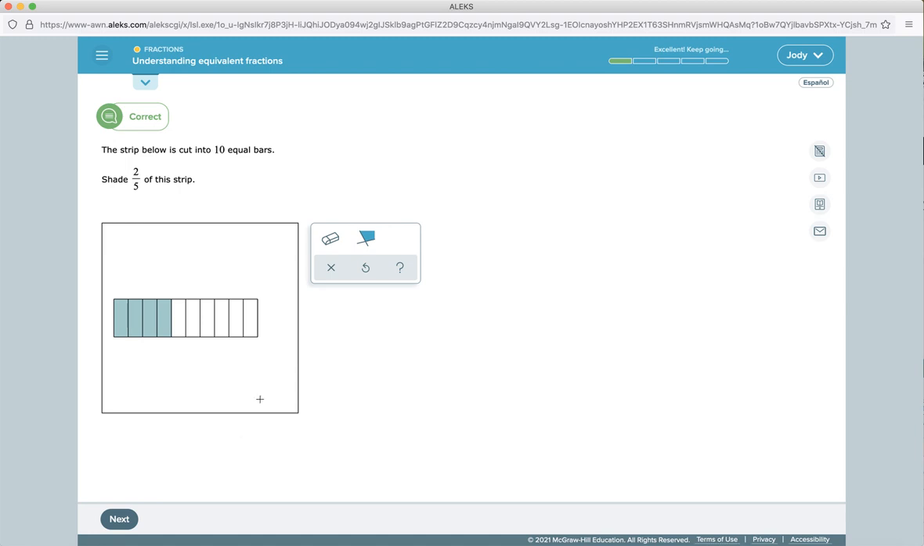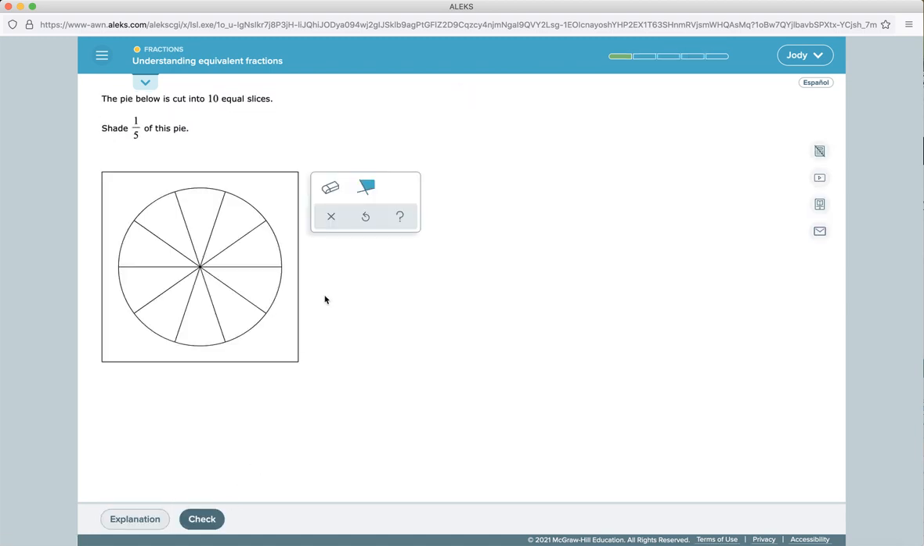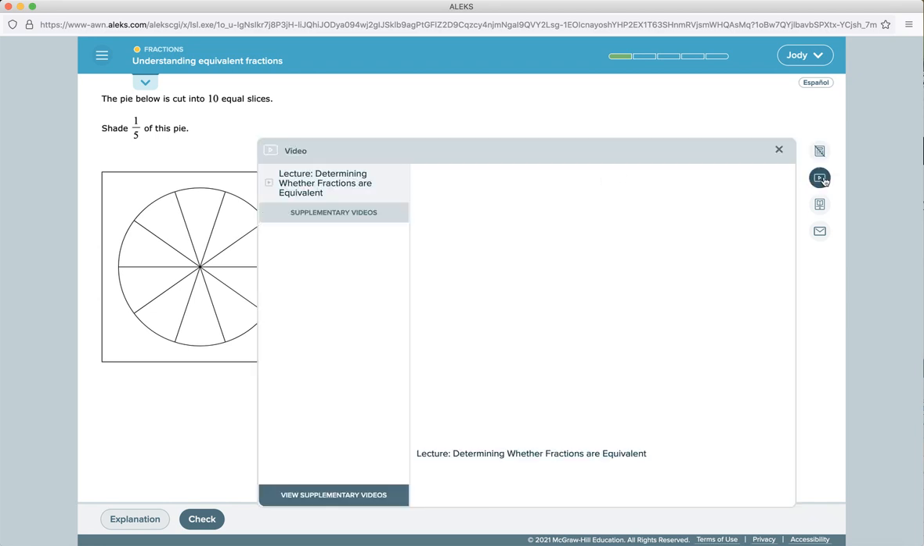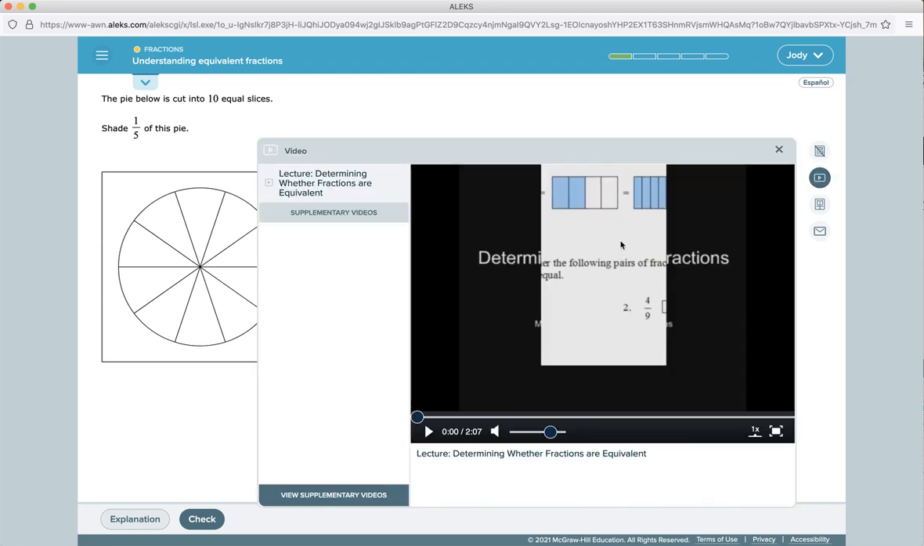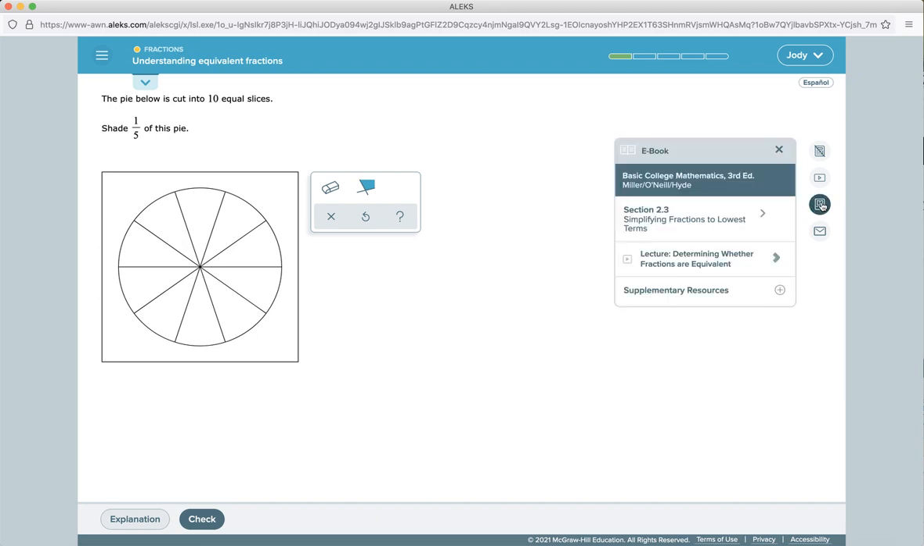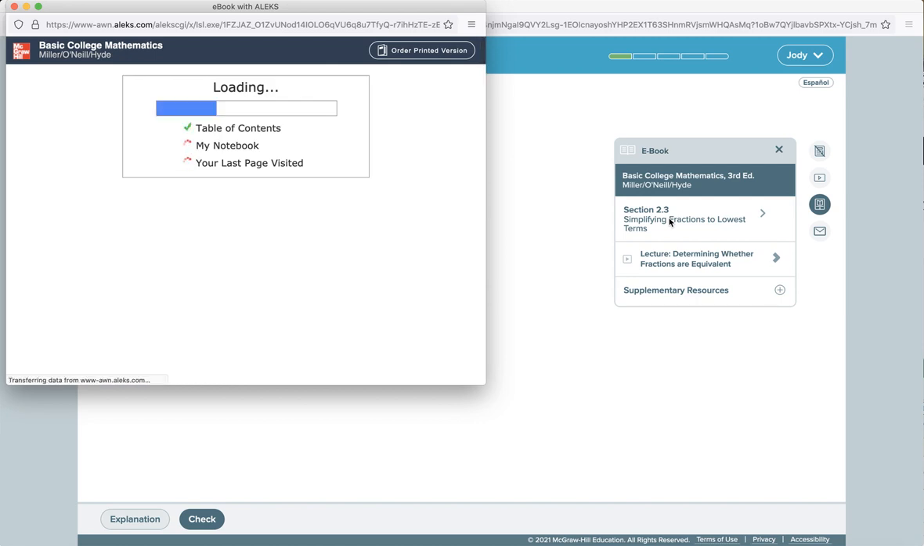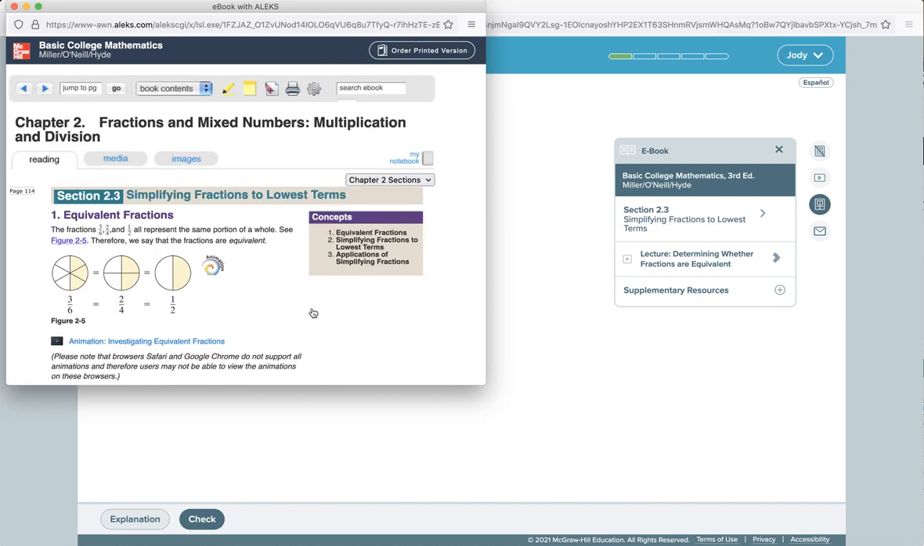If you get stuck, so if I click next and it gives me another equivalent fraction problem to work, I have videos over here that really do a good job of explaining equivalent fractions and how to determine if 2 fractions are equivalent. And there's the ebook you can click on, and if you click on section 2.3, you're going to see a section on equivalent fractions.